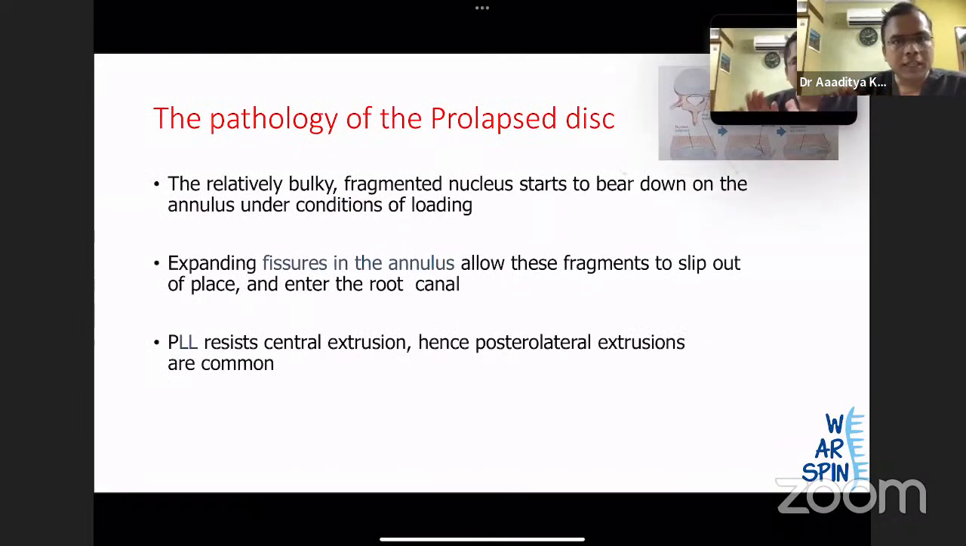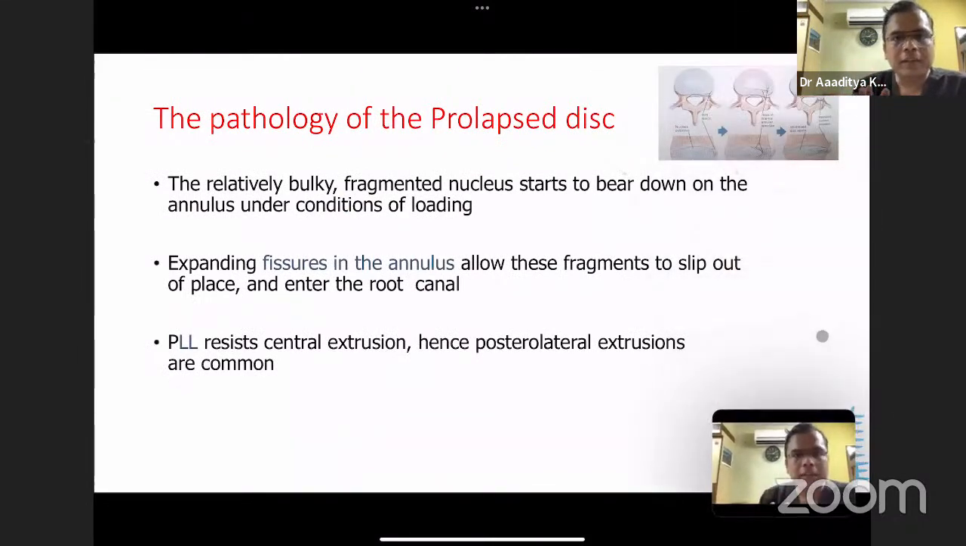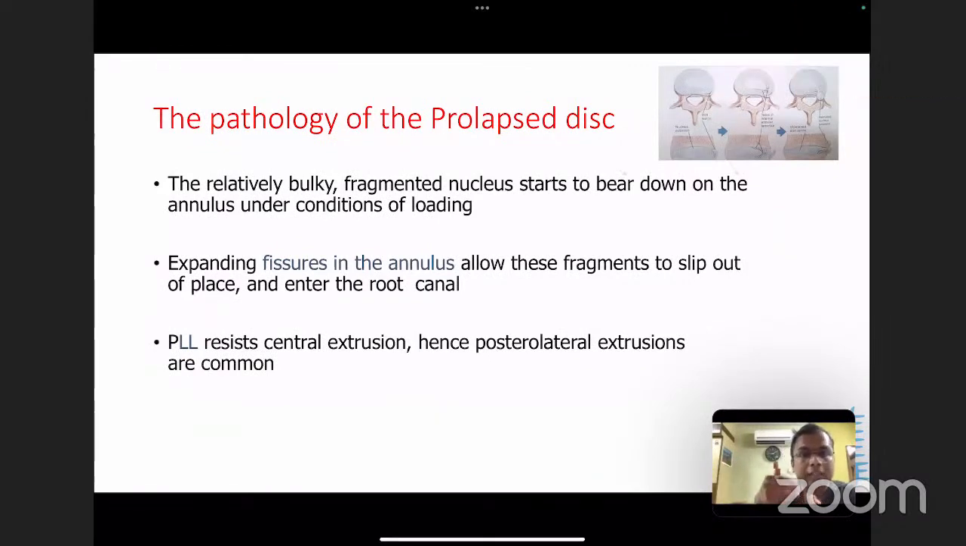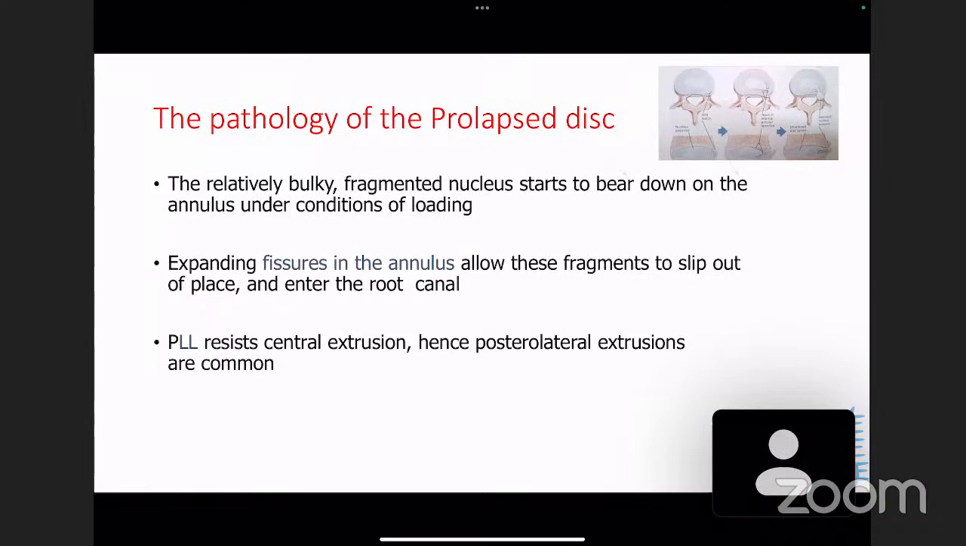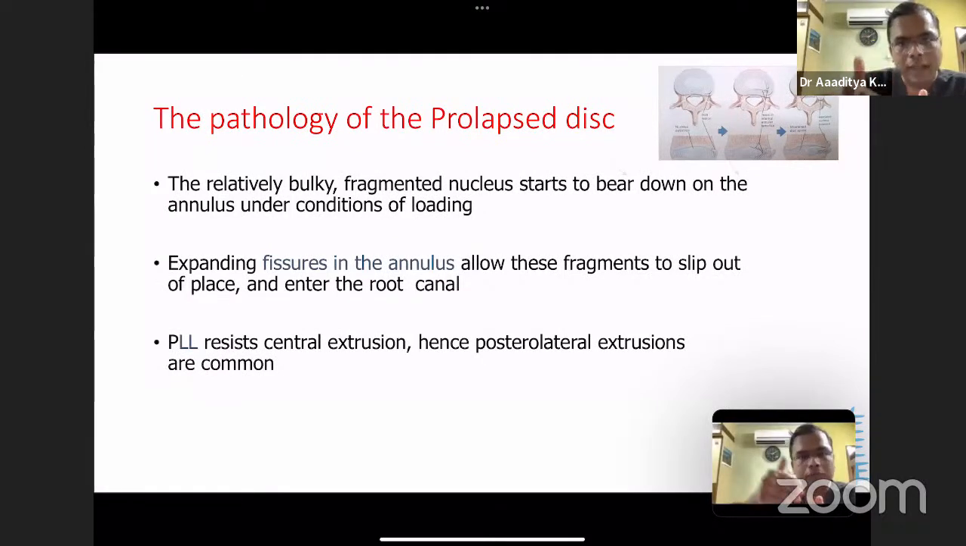So this pathological disc is relatively bulky, having a fragmented nucleus, and it starts to bear down on the annulus under the condition of loading. That causes expansion of fissures of the annulus, and these fragments from the annulus nucleus try to slip out from their place and go into the canal. The PLL resists this central extrusion. That's the reason why we always come across posterolateral extrusions comparatively more commonly than central ones.